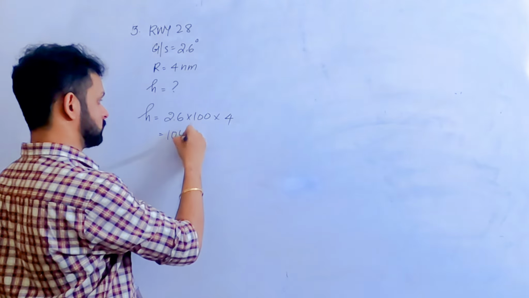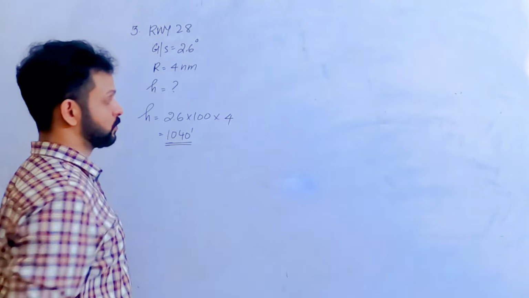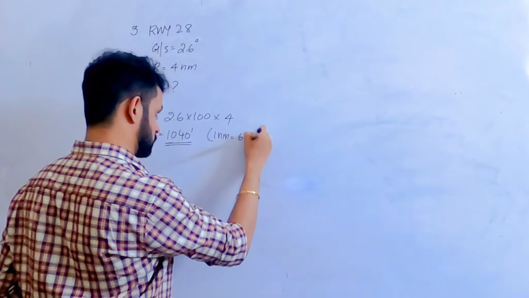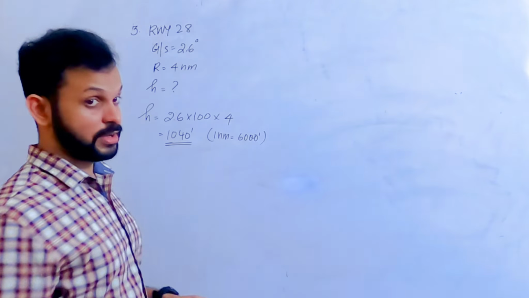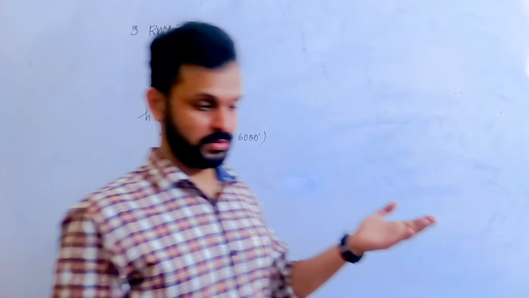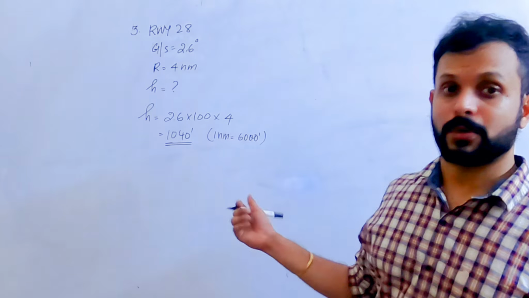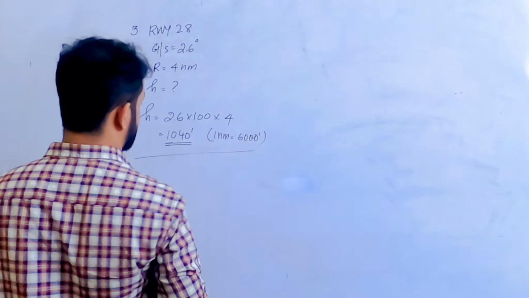1040 feet. This is by using the approximation that 1 nautical mile is equal to 6,000 feet. There's a very high chance that they would give this in the brackets. Most of these questions come up with this particular approximation. Now, if this approximation is not given in the question, then how will you find out?